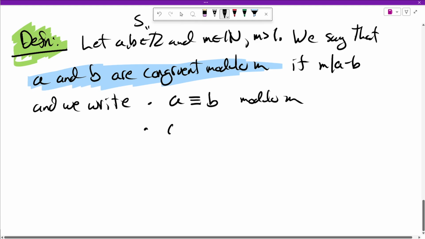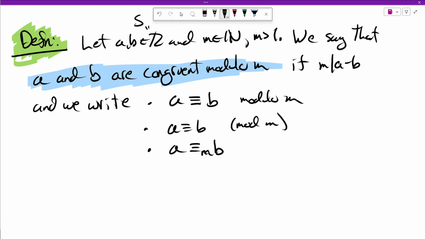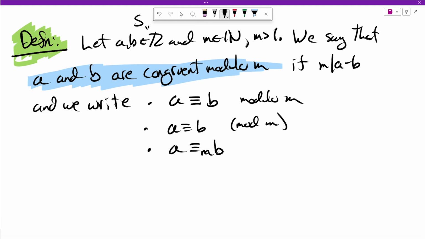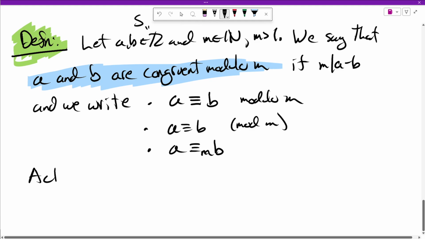You can write A is congruent to B. Sometimes people like to put this in quotes. We write A congruent sub M to B. This is my favorite because it's the least amount of writing, and mathematicians generally like the least amount of writing. At least I do. All of these mean the same thing. All of these are equivalent to saying M divides the difference between A and B. So let's keep that definition up there. And I'll do the first two parts of this activity, and then you'll do the other ones.